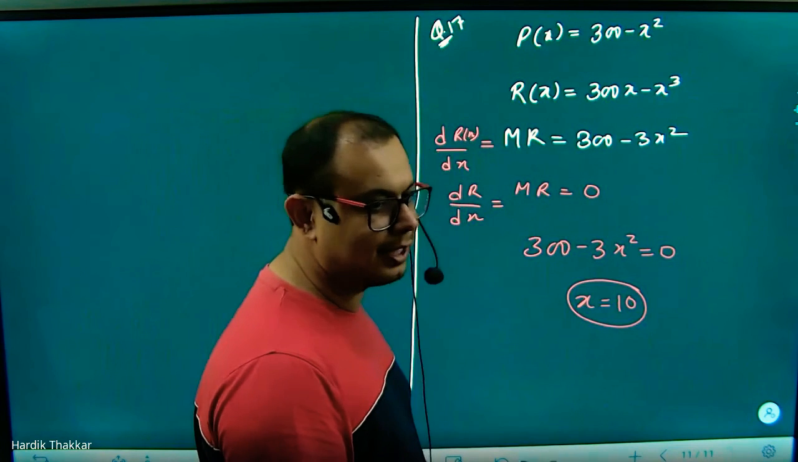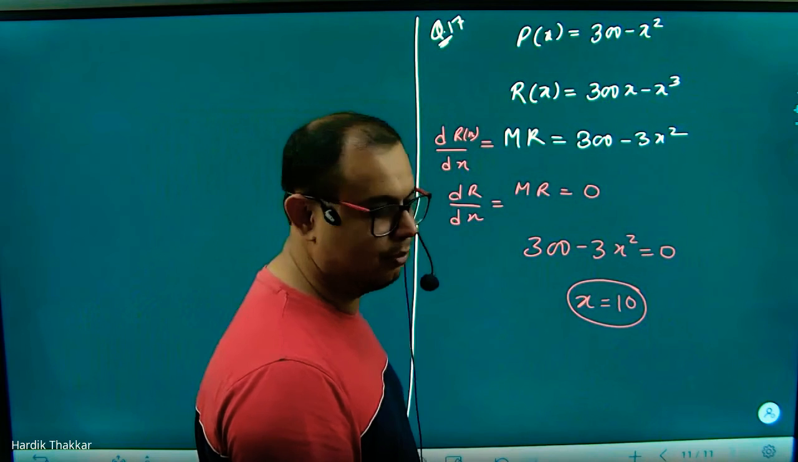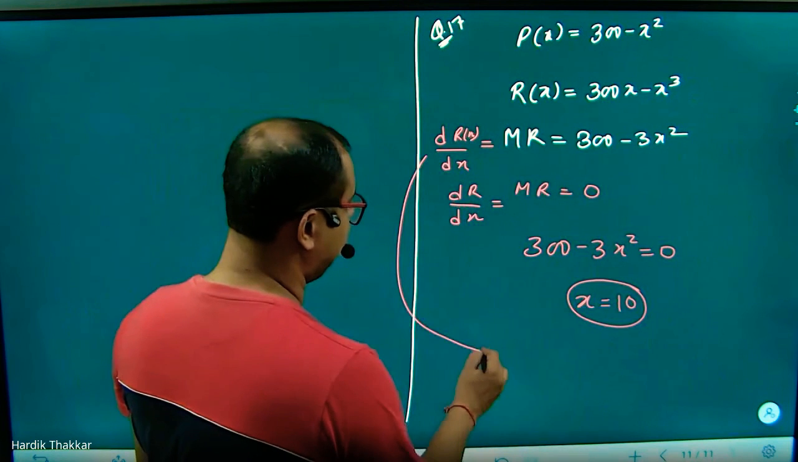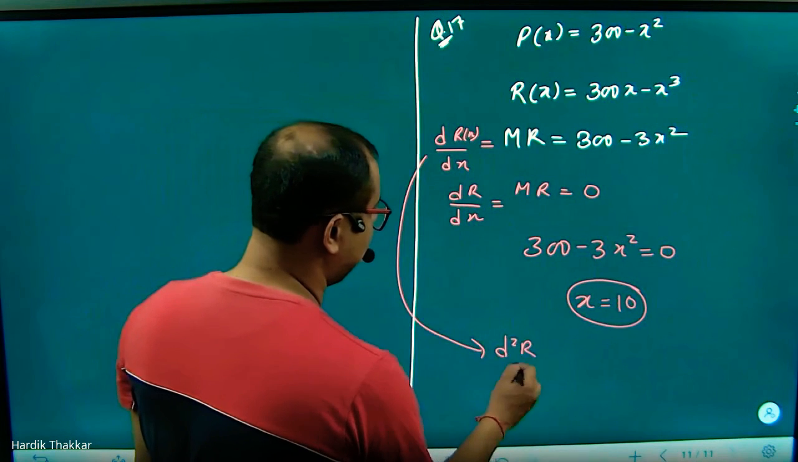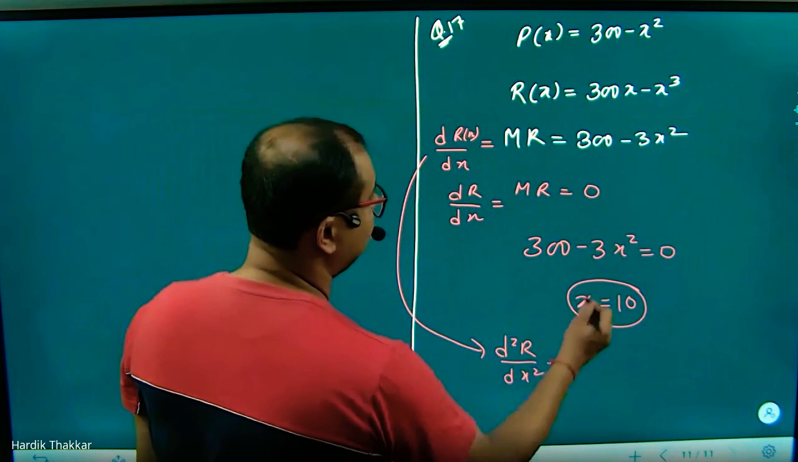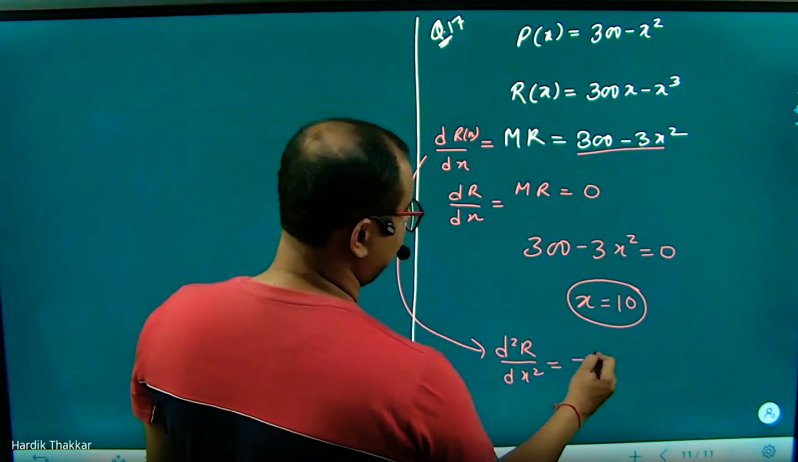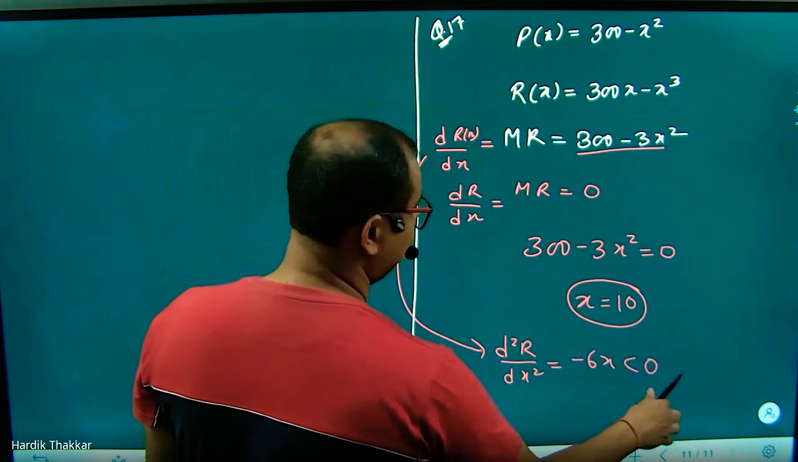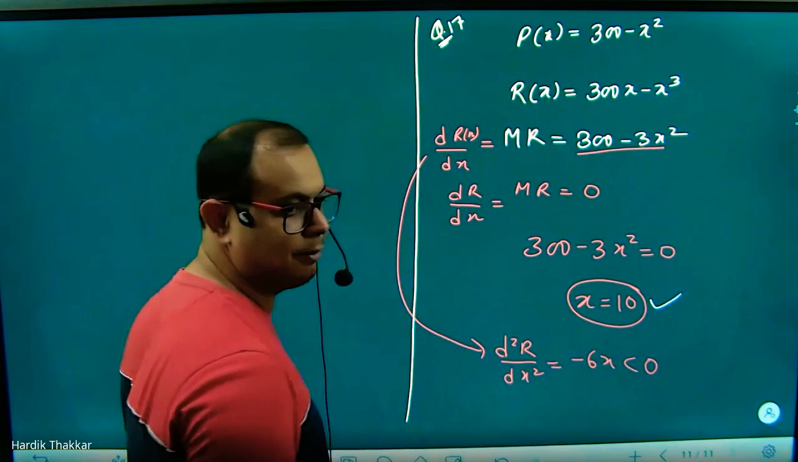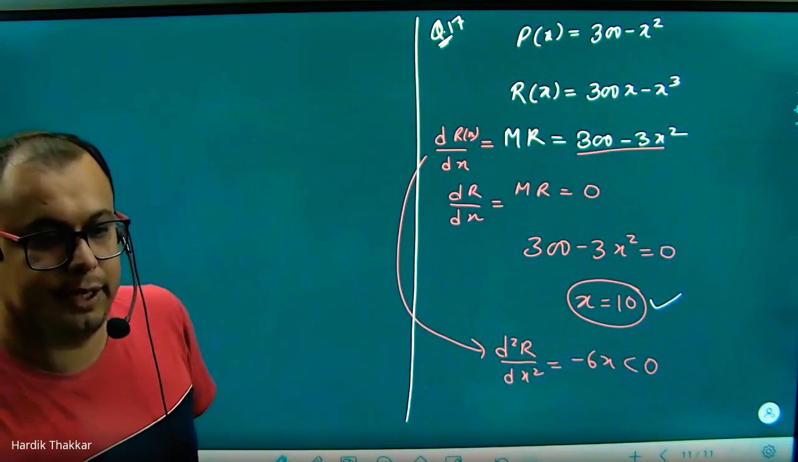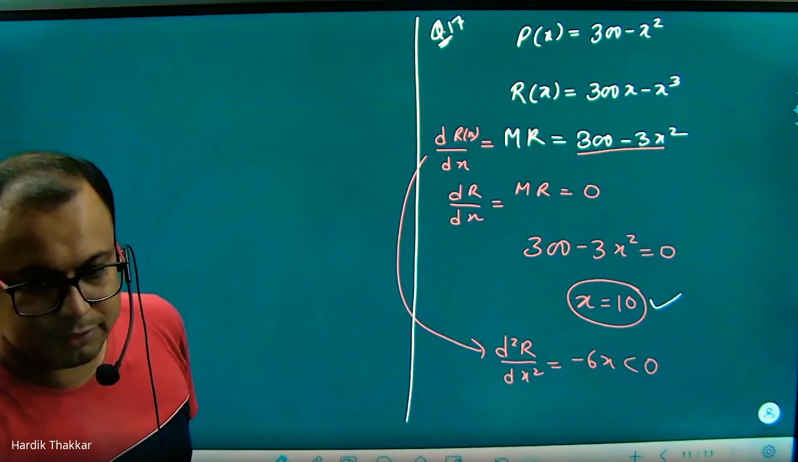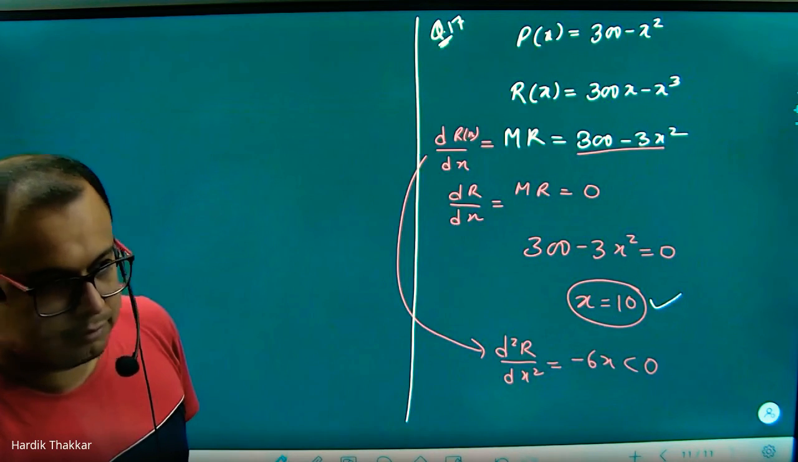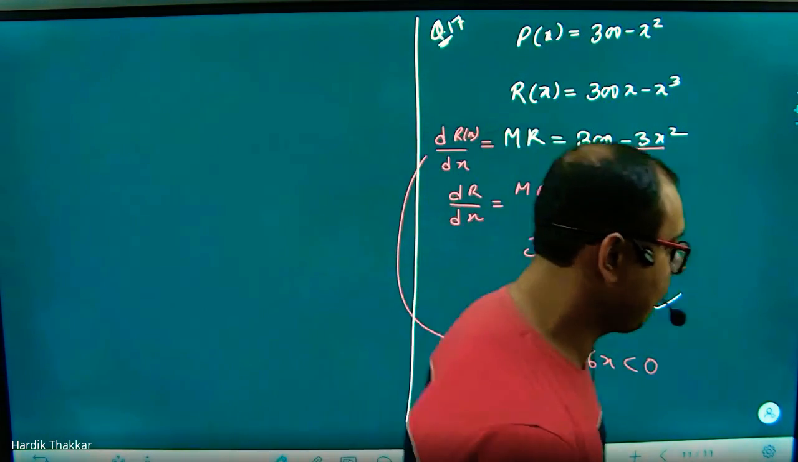So for that, second derivative should be negative. So find second derivative of revenue function, d square r by dx square. So second derivative of this will be what? Minus 6x. So obviously it is negative. So at x is equal to 10, you'll get maximum value. Okay. कुछ डाउट इसमें? नेक्स्ट क्वेश्चन पे मूव करें.